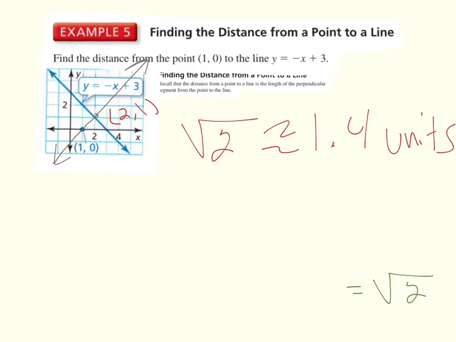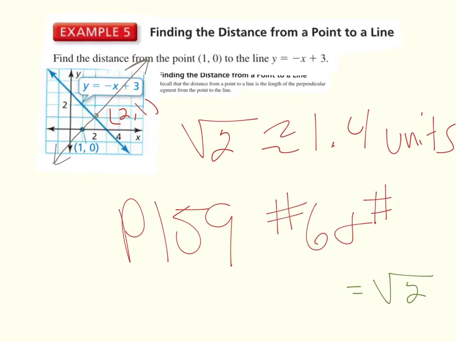So what I would like you guys to do is try a few of these. Let's go to page 159 and take a look at numbers 6 and 7.